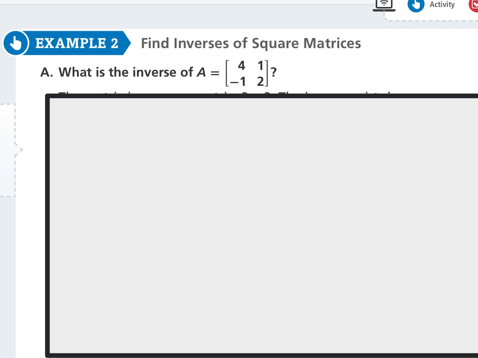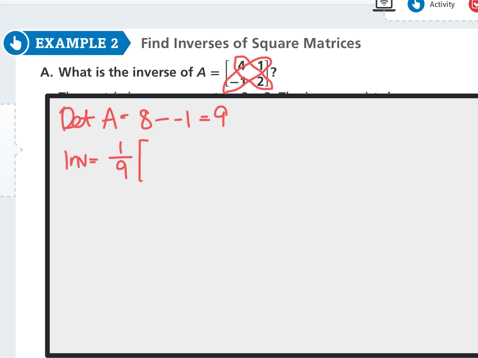So let's practice finding a few inverses. The first step in finding the inverse is going to be to find the determinant. So the determinant of A here, remember we're going to take the two diagonals and multiply them. So that's going to be 4 times 2, which is 8, minus this other diagonal, so minus -1, which is going to give me a determinant of 9. Then to find the inverse, I'm going to do 1 over the determinant, so 1 over 9.